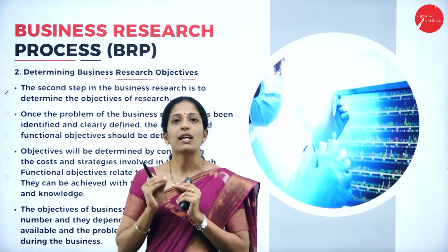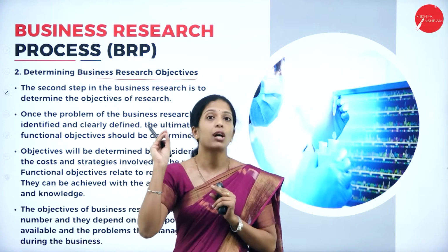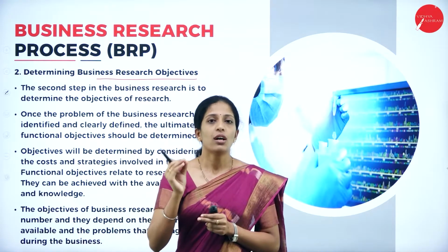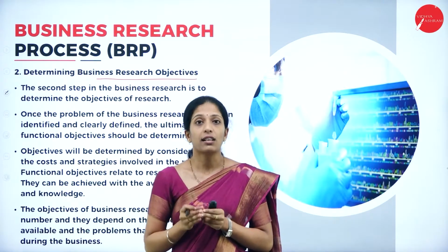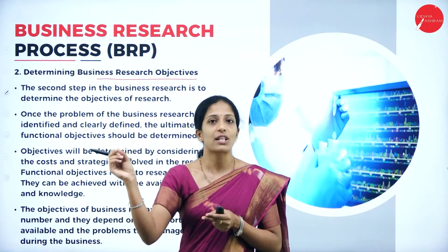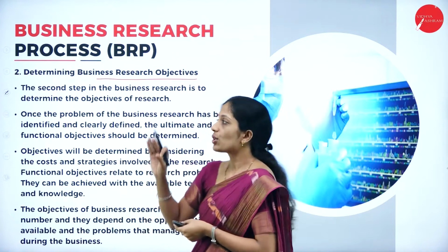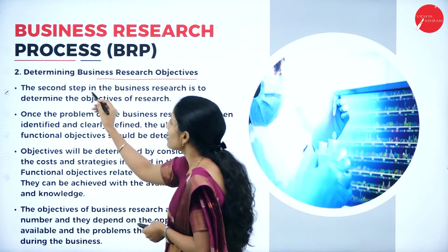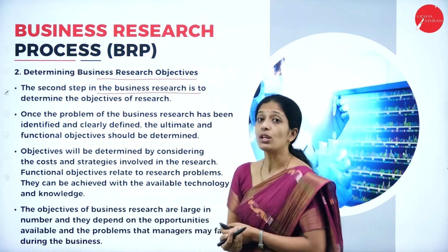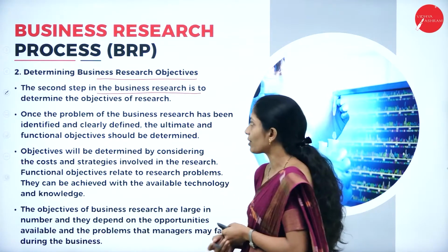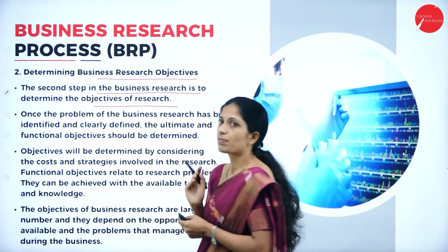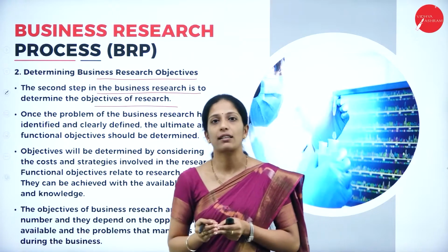Now we have to collect the information in order to achieve the objectives. Now we have to know what is the main use of conducting the research activity in order to achieve the objective. Correct? So the second step in business research is to determine the objectives of research. So what is the main objective of research? Why do we have to collect the information?